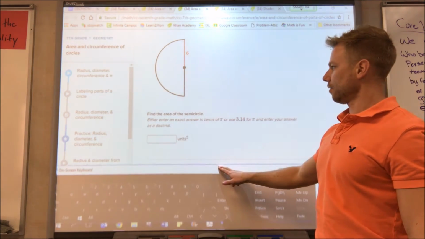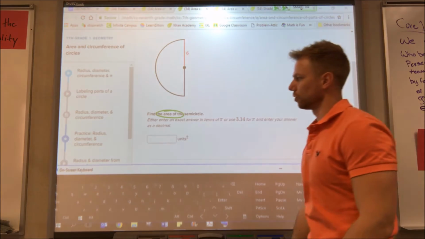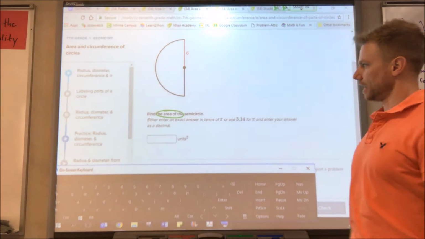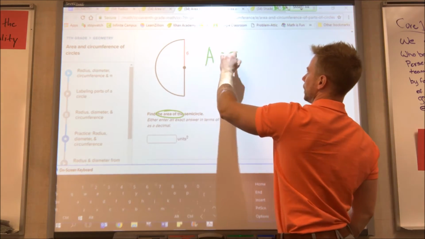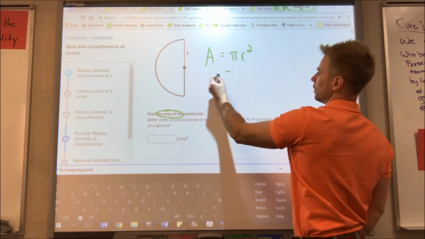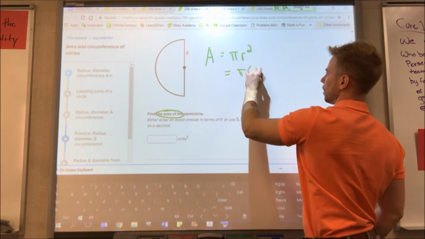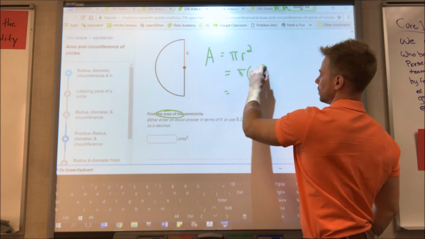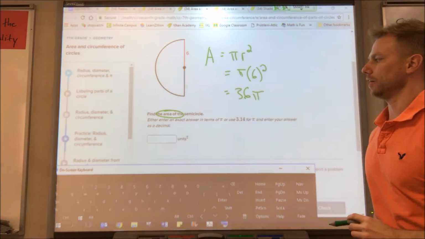Okay, find the area of the semicircle. Area this time. So no longer circumference, but the area formula. So area formula is pi r squared. From the picture we can see our radius is 6. So in place of r we put 6. 6 squared is 36. So it's 36 pi for the area.